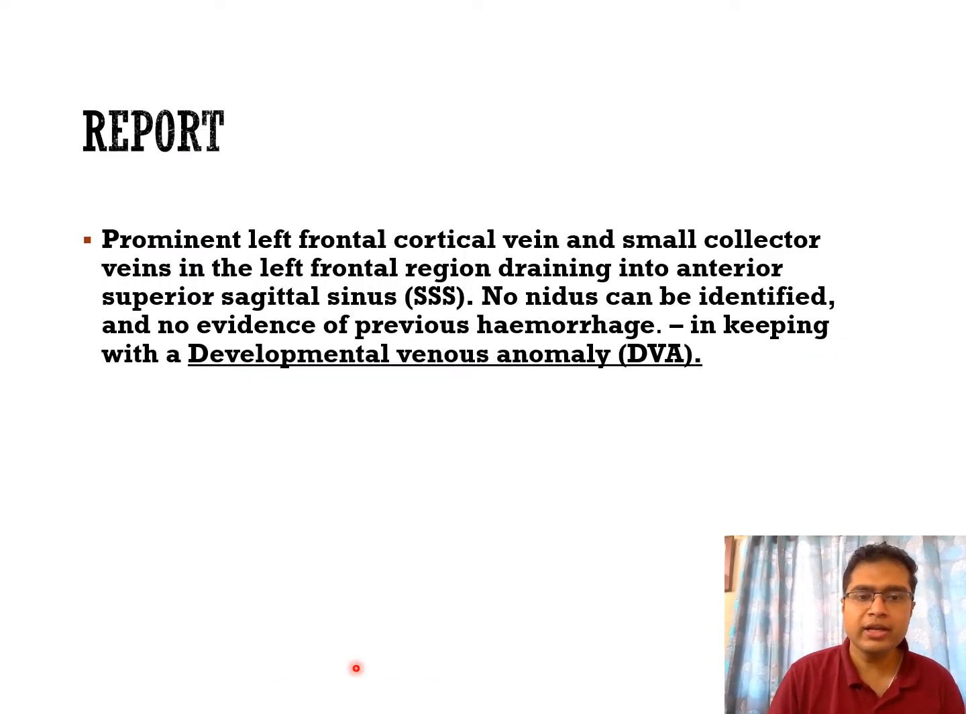So this is the report that I had given, that there was prominent left frontal cortical vein and some small collector veins in the left frontal region draining into the anterior superior sagittal sinus, and there was no nidus that was identified, and there was no evidence of any hemorrhage, so suggesting a developmental venous anomaly.